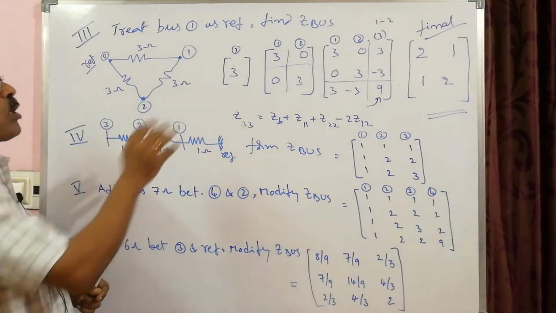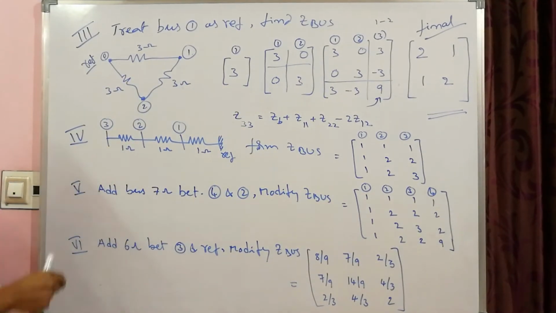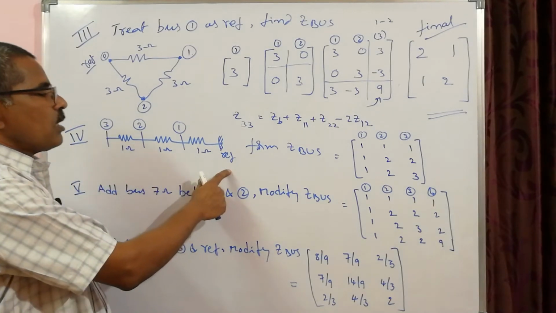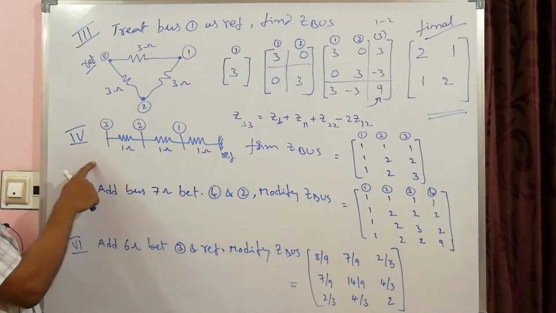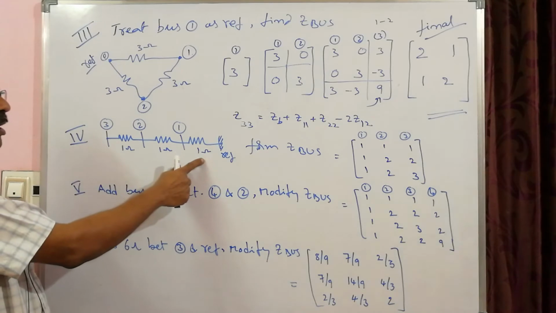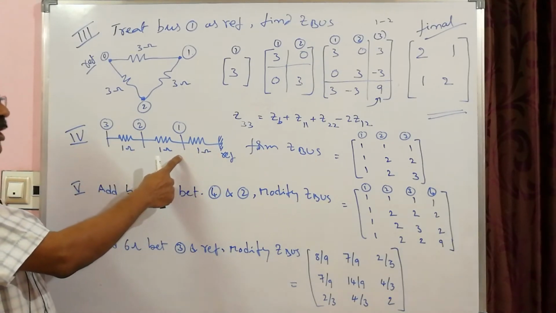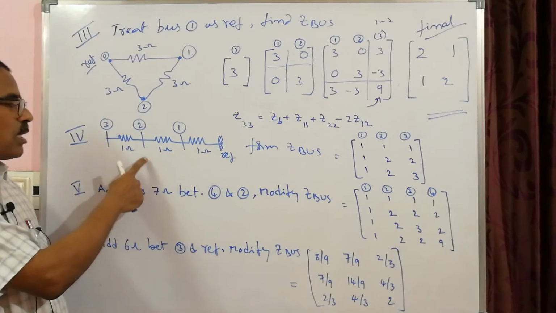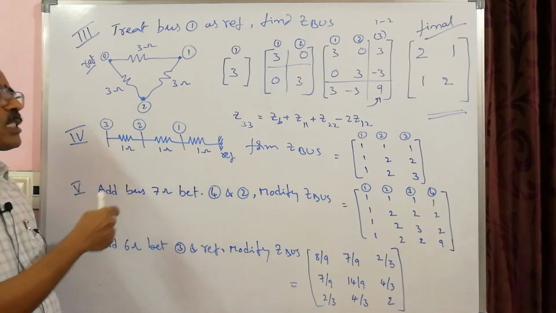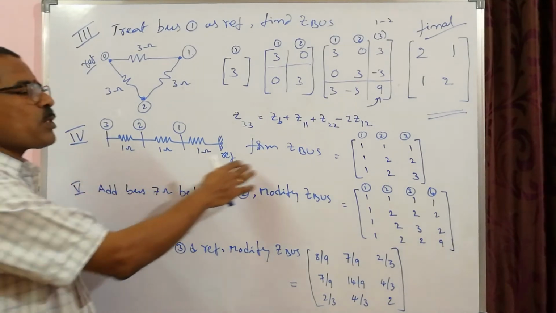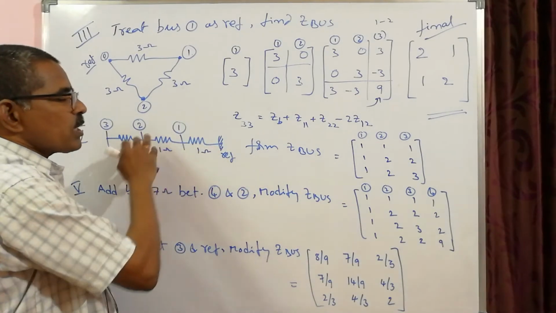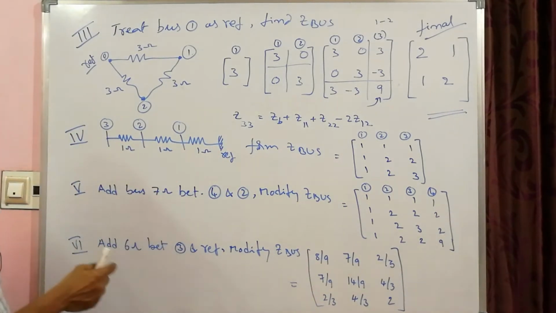So that is one part. Then fourth part, there is another system given with reference 1, 2, 3 buses and 1 ohm each between ground to first bus, to second bus, to third bus, each is 1 ohm. You are asked to form Z bus. So forming Z bus here, it is quite simple.